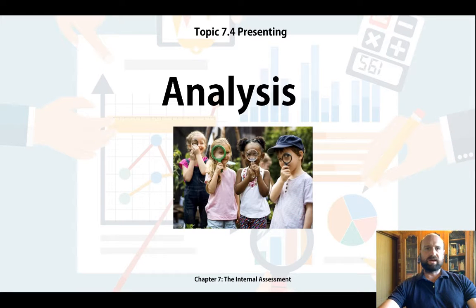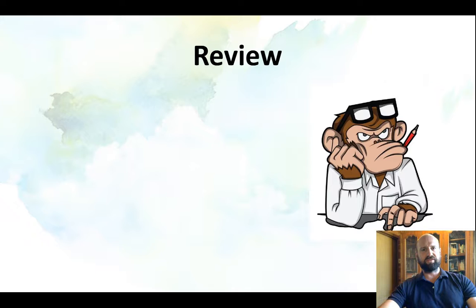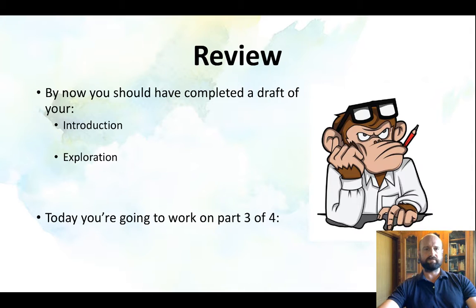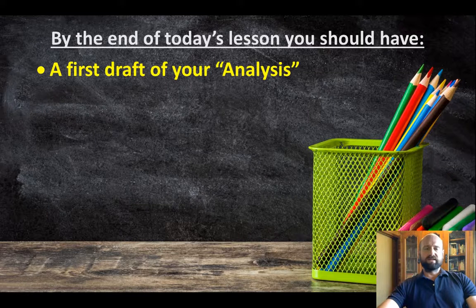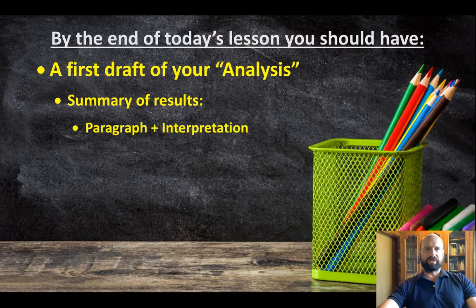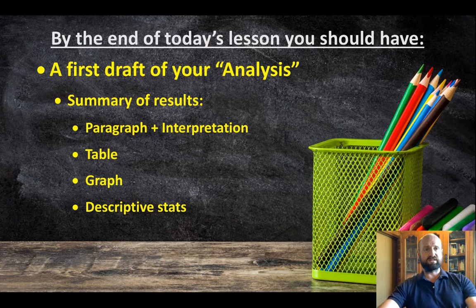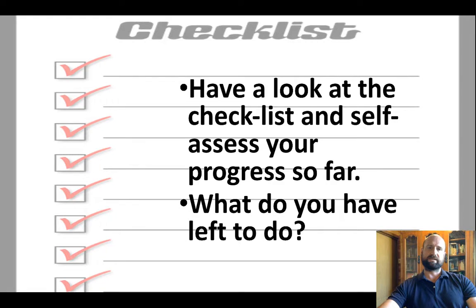Okay, so they've written up the exploration, part 3, analysis. And this is what they should have, right? Pretty straightforward. This is what's included in their analysis: the paragraph summary with some interpretation, a table, a graph, and descriptive and inferential statistics.